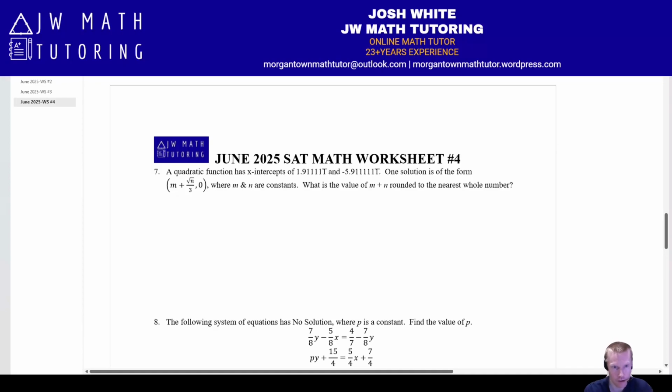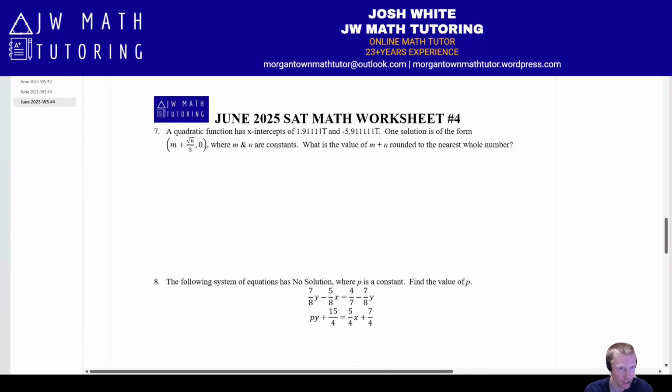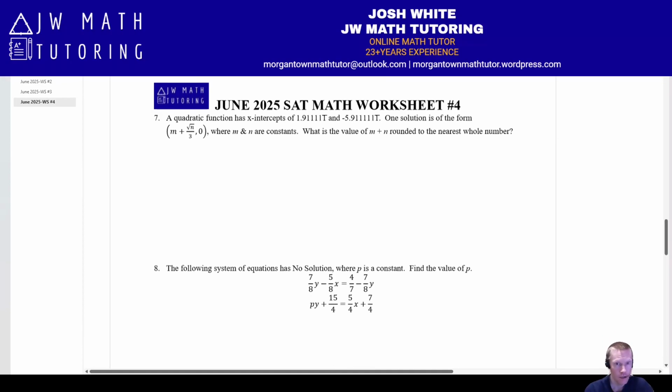All right, next, let's take a look at this one at the top of the next page. So this is not a repeat question. This appears to be a brand new question we haven't seen before. Basically, you're given two x-intercepts. By the way, these are supposed to be lines indicating that the one is repeating forever. And you're told solutions of this form, m plus or minus root n over 3. What's the value of m plus n?